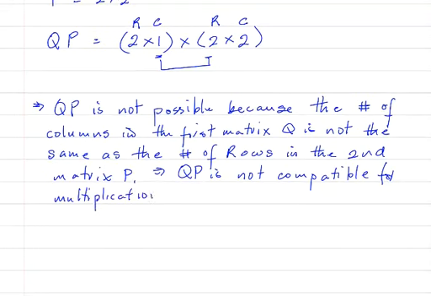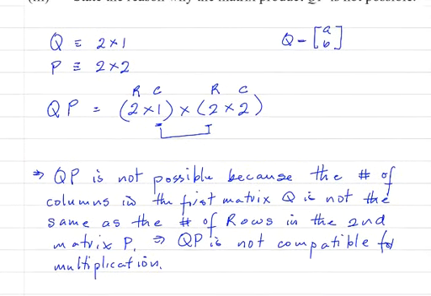All right, that's a mouthful. But essentially, two matrices are compatible for multiplication when the number of columns in the first matrix is the same as the number of rows in the second matrix. These two are not the same. The number of columns in the first matrix is 1, the number of rows in the second matrix is 2, so they're not compatible. You can't multiply them together. Or the matrix product QP is not possible.